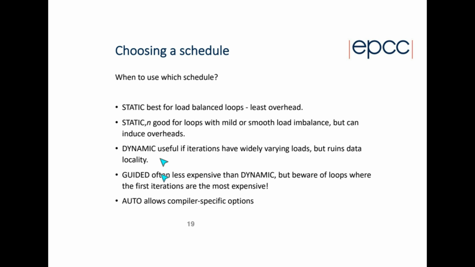And as I mentioned already, auto allows compiler specific options. So it allows the compiler or the OpenMP runtime to implement something different than static, dynamic, or guided if it sees fit.